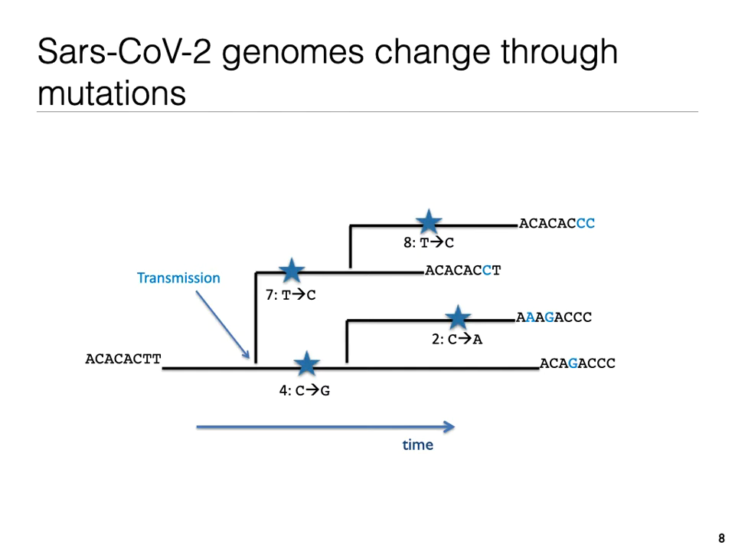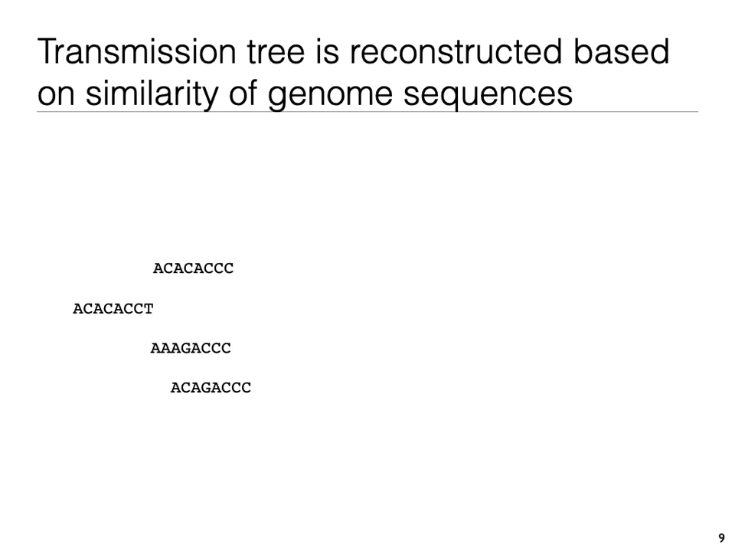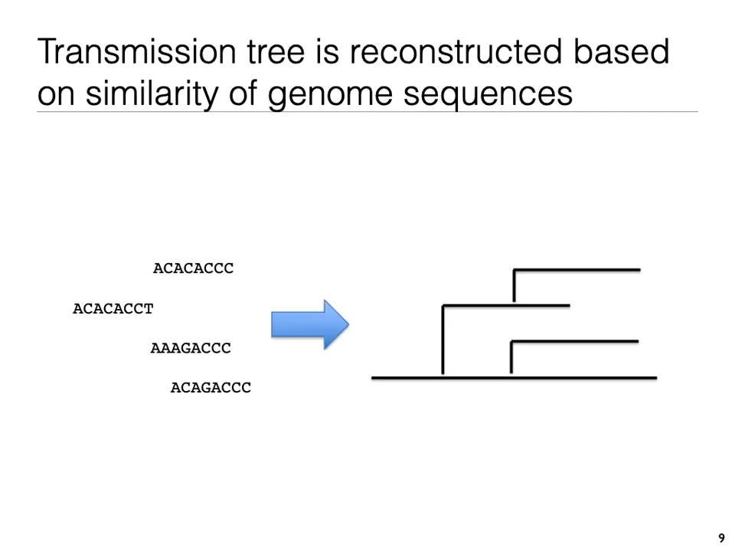Now, of course, we don't know this past transmission chain. However, we can sequence the virus of infected individuals as they show up at a testing center. And then, based on similarity of the genomes, we can actually reconstruct a proxy of the past transmission chain. That is what is being done around the world since the start of the pandemic.